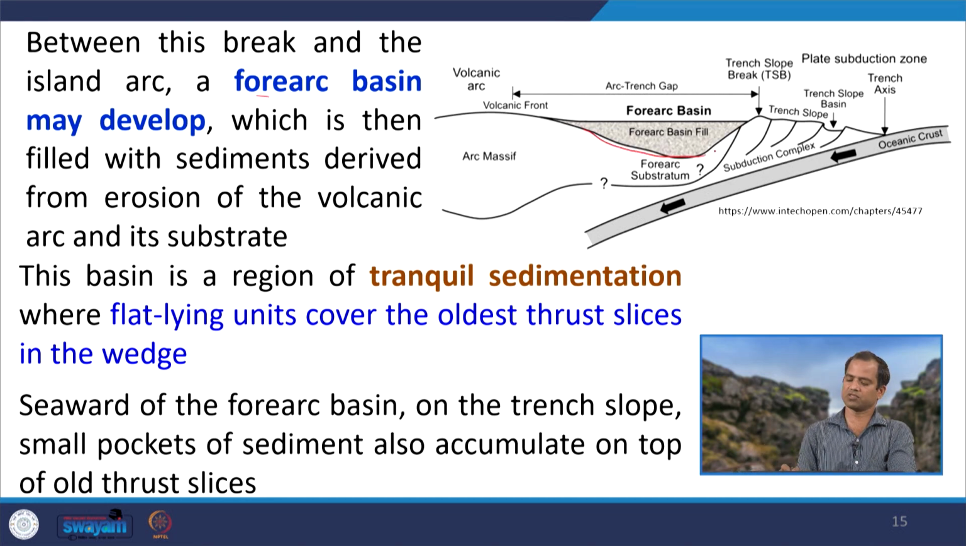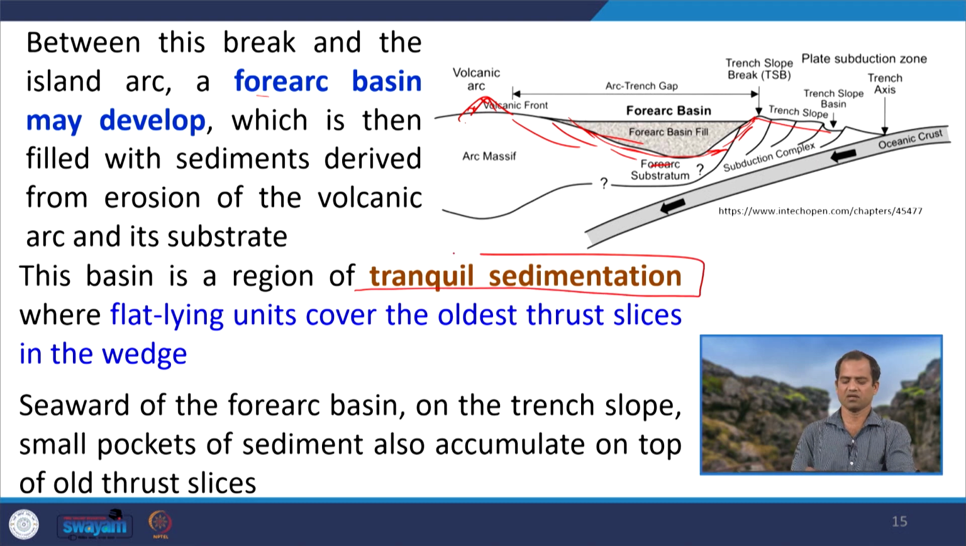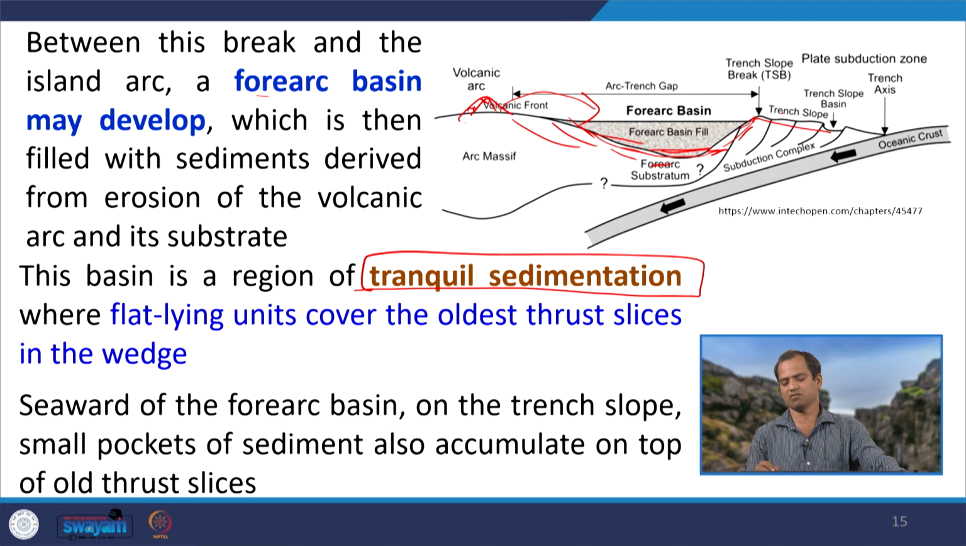Between this break and the island arc, the fore arc basin may be developed. So here, if you see, we have the island arc system, the volcanic system, and a break here, which is the trench slope break. This material is removed due to normal faulting, and finally we create a fore arc basin here. And as we have discussed earlier, the sedimentation that takes place here is derived from this volcanic system and from this accretionary prism.